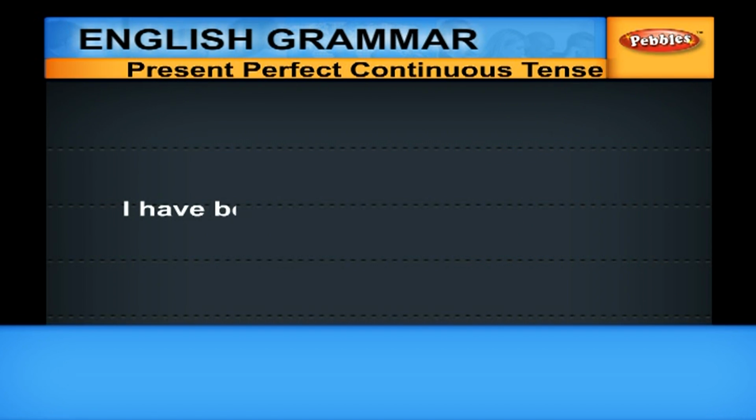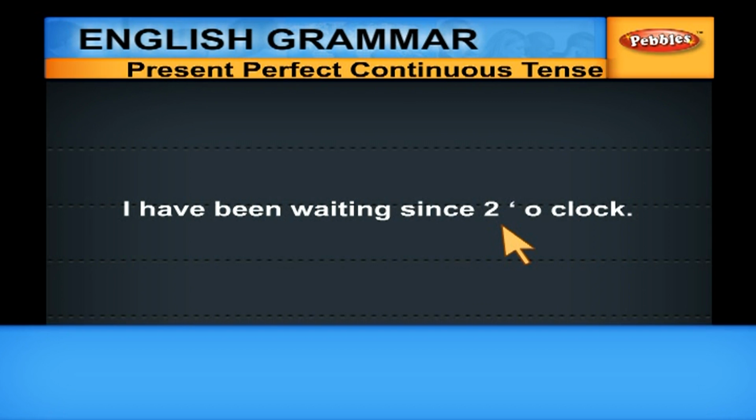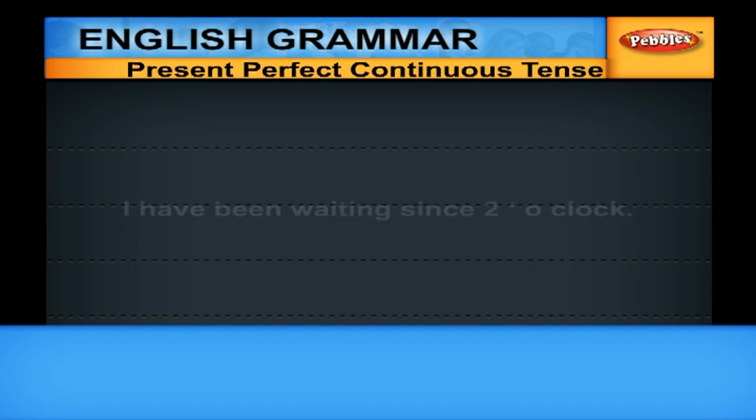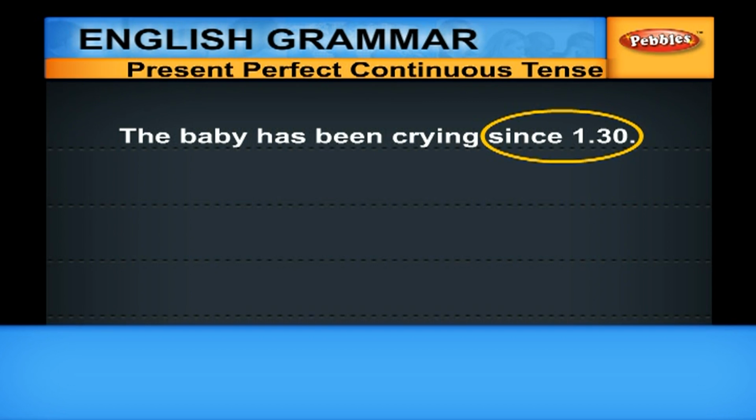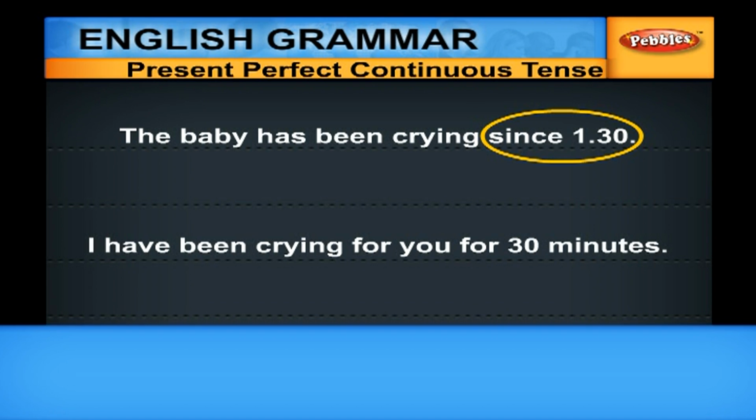I have been waiting since 2 o'clock. That means I started waiting at 2 o'clock and I am still waiting here. The baby has been crying since 1:30. It means that the baby started crying at 1:30 and it is still crying. I have been crying for you for 30 minutes. Here, it's the duration that is referred to.